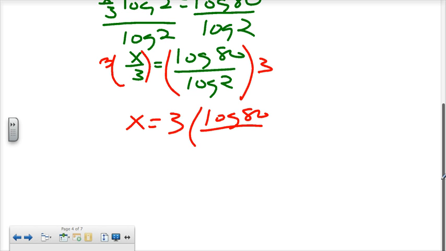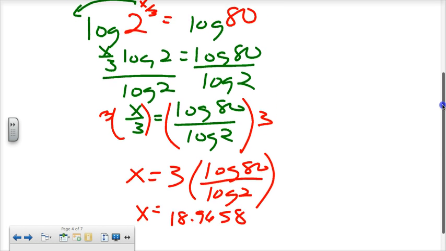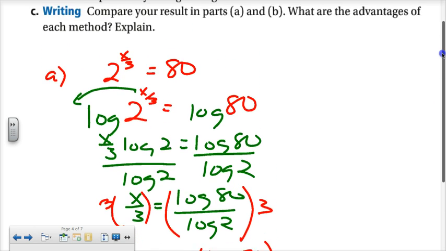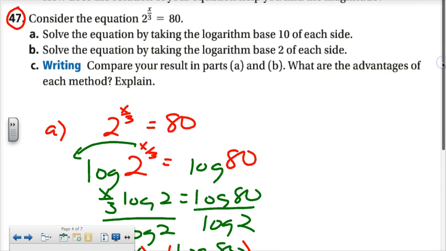And then we would grab our calculator and see what we get. So, logarithm of 80, parentheses, divided by the logarithm of 2, parentheses, times 3. And that is 18.96578. So 18.9658. So again, not as natural as I would like it to be. It's definitely a way that you can solve these problems. But like I said, it's just not intuitive.